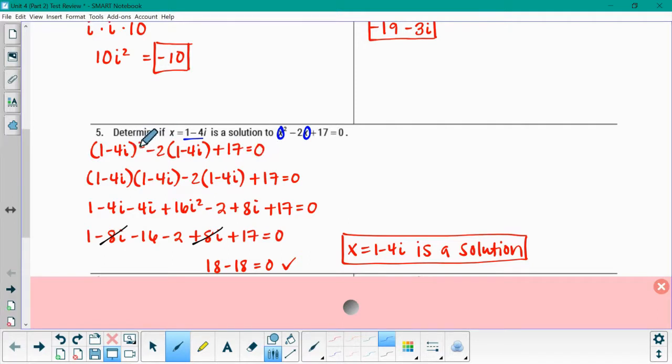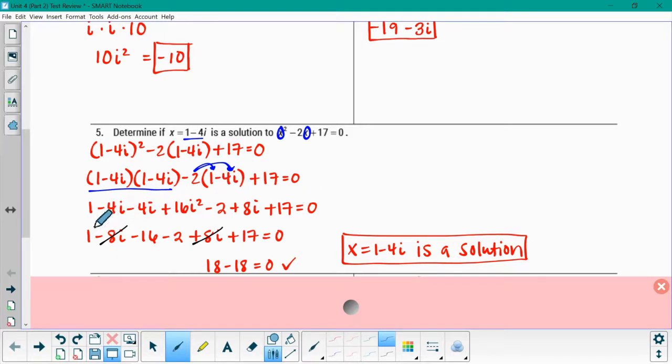Be careful here. This squared means I have to FOIL. So I have to do 1 minus 4i times 1 minus 4i. Once I FOIL that, I'm going to go ahead and distribute the -2 to both of these numbers in the parentheses. Gives me 1 minus 4i plus 16i squared minus 2 plus 8i plus 17 equals 0.